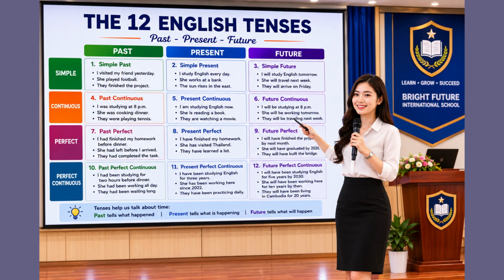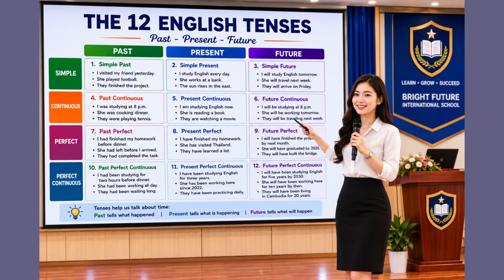7. Past perfect tense. The past perfect tense describes an action that happened before another past action. Structure: subject plus had plus past participle. Examples: I had finished my homework before dinner. She had left before I arrived. They had completed the project before the deadline. We had eaten before the guests arrived.